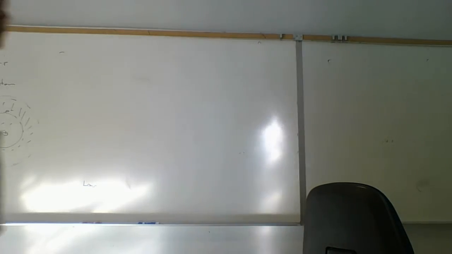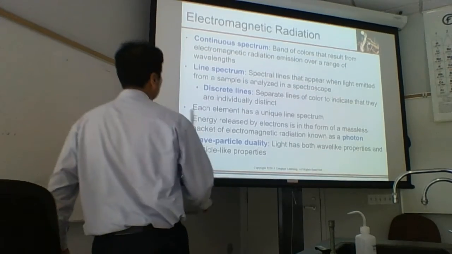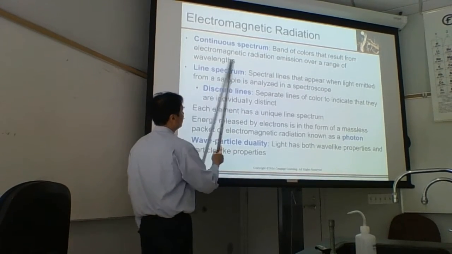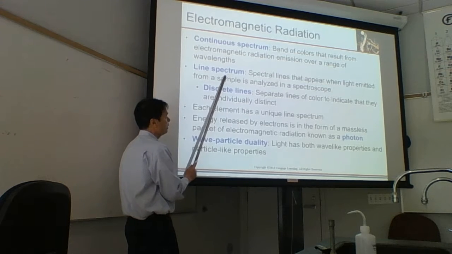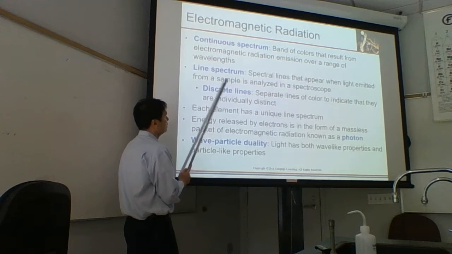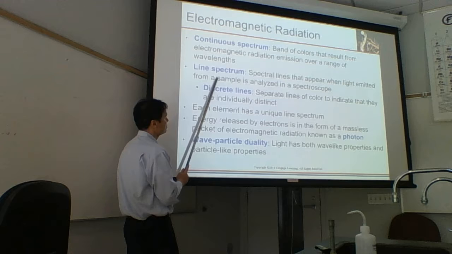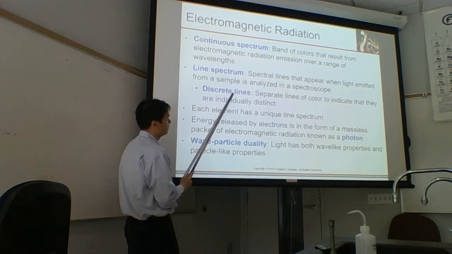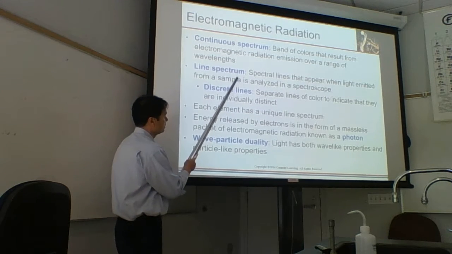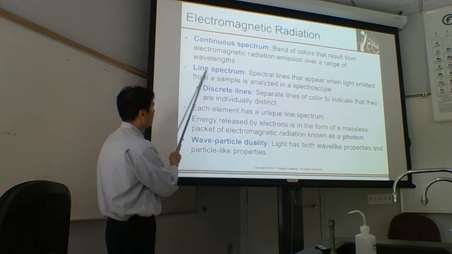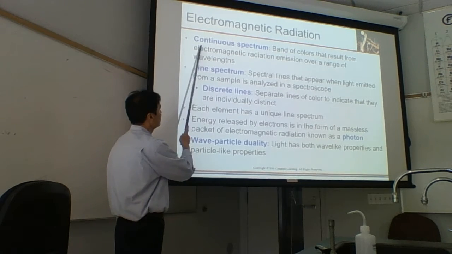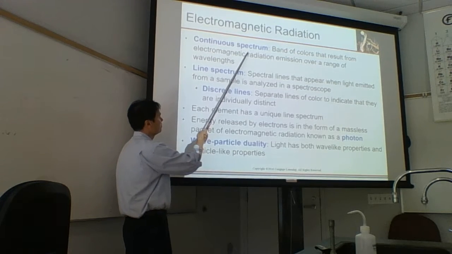This is a slide from the textbook. A continuous spectrum: all energies are allowed. A line spectrum shows forbidden and allowed energies. The lines represent the allowed energies. These are discrete, and everything else is forbidden. So the hydrogen lamp gave a line spectrum, whereas the incandescent lamp gave a continuous spectrum.